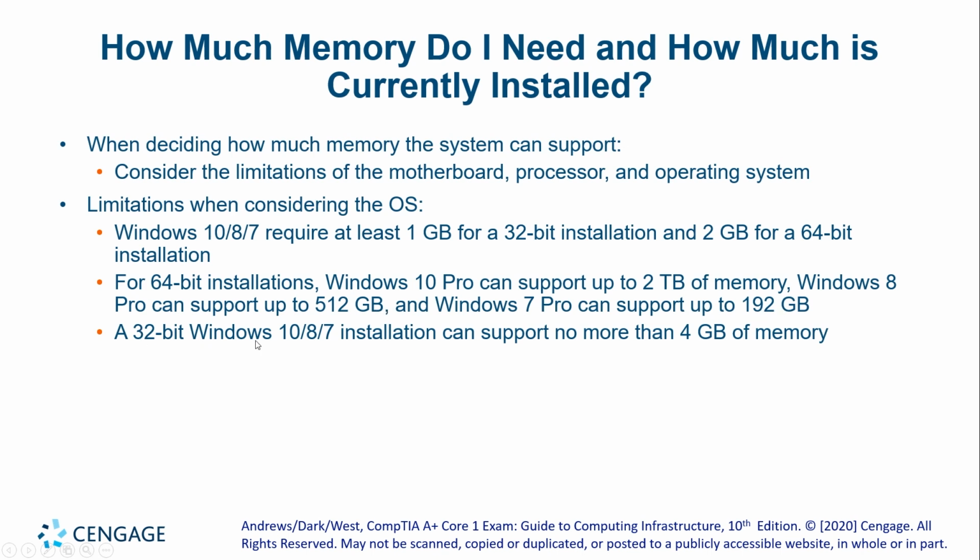Any 32-bit Windows, which no one should be using at this point, but if you find an old PC somewhere, its absolute maximum is 4 gigabytes of memory. So that's all it will ever do. 32 bits can't go any further than that.